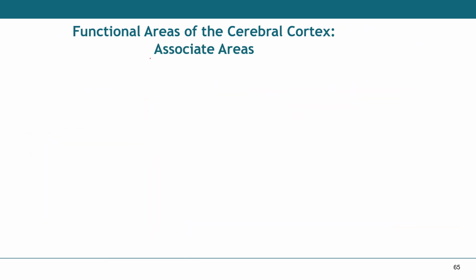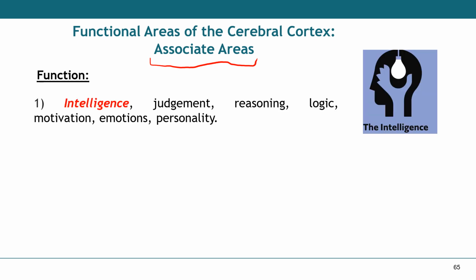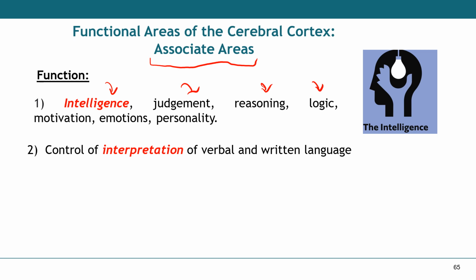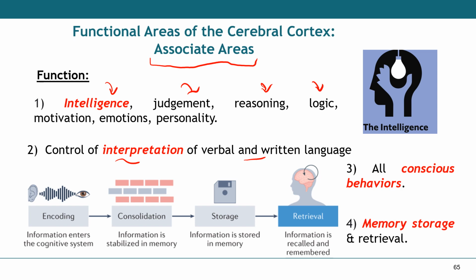Now let's talk about the associated areas of the cerebral cortex and their functions. They could be related to intelligence, judgment, reasoning, and logic. In addition to that, they could be involved in the interpretation of verbal and written language. And here you have a diagram that shows you that associated areas can be involved in each one of these, from encoding the information and processing and consolidating it, to storage and retrieval of the information. So all of these are related to these associated areas of the cerebral cortex.